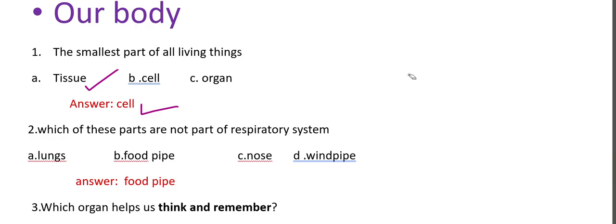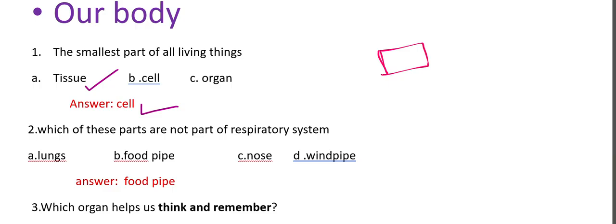The first question: which is the smallest part of all living things? It is the cell. What exactly is the cell? Cells are the basic building blocks. When you're constructing a home, you need basic building blocks such as bricks. Bricks join together to form a wall, walls join together to form a room, and rooms join together to make a home, right?